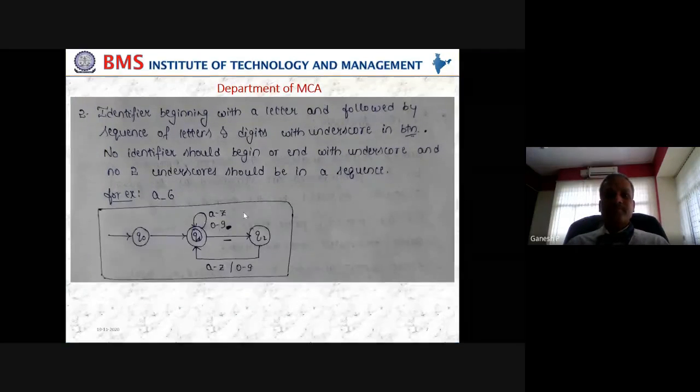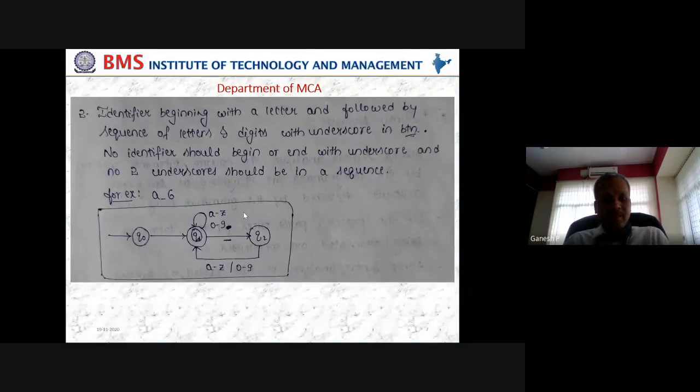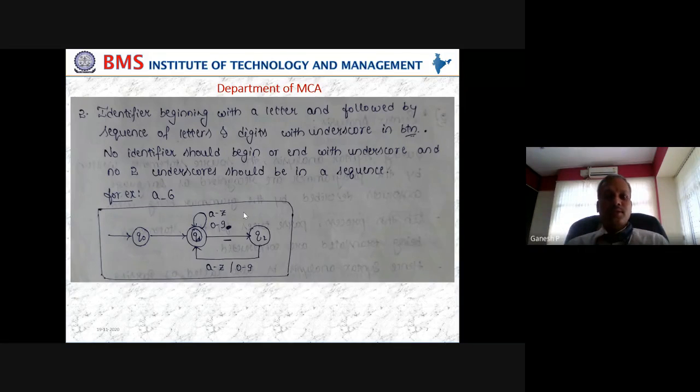Okay. So the outcome for that can be like this. An identifier beginning with a letter and followed by a sequence of letters and digits with underscore in between. No identifier should begin or end with underscore, and no 2 underscores should be in sequence. So 2 varieties of this program we have taken.